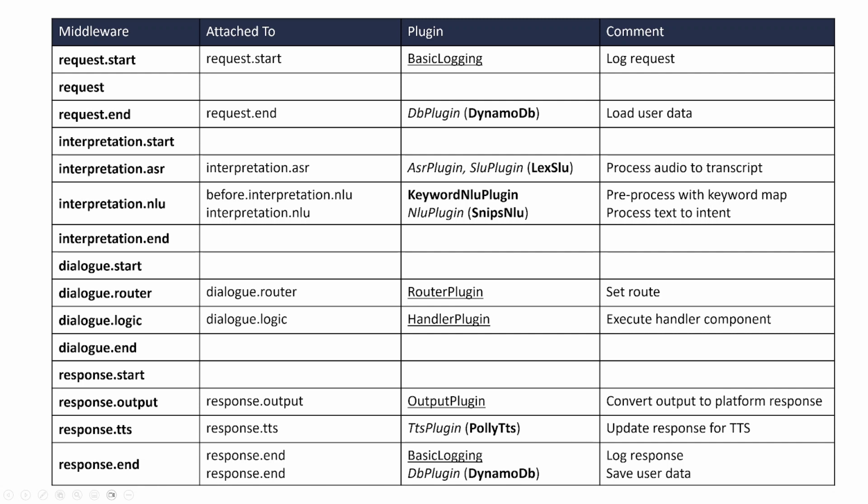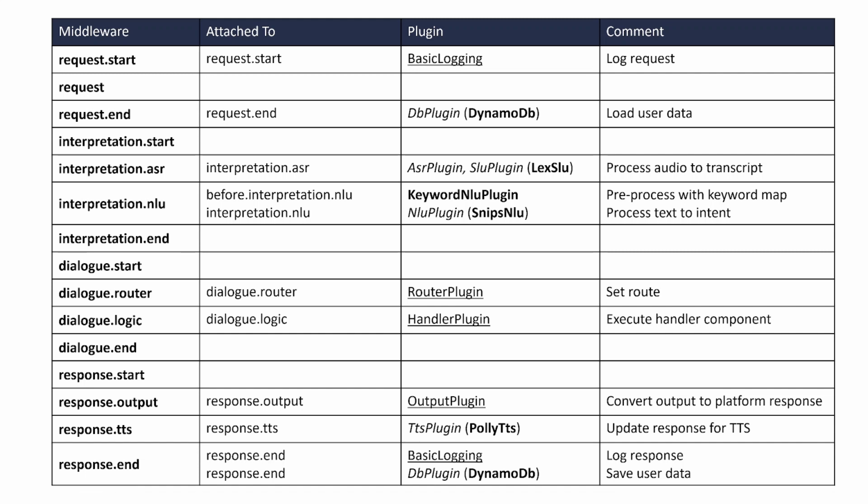This is an example table. I just want to show the relationship between middlewares and plugins. So off to the left here, we see all the different middleware steps, starting with request.start all the way to response.end.